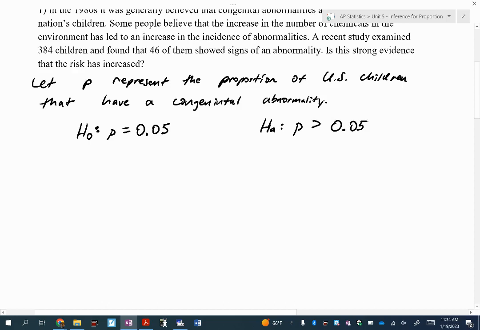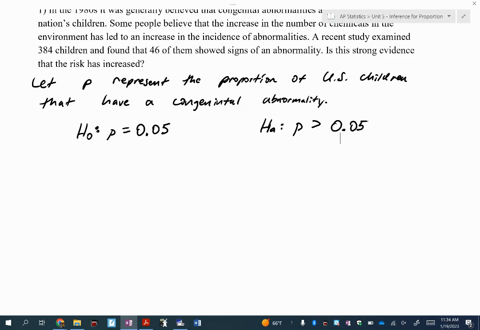Now, let's say tomorrow the question says, does this study show strong evidence that there is a difference in the rate? What are you going to put for the alternative symbol? If it just says difference, you're going to put not equal to. I'll show you with our next one what that would mean. What if it said that it has decreased? Then that's going to be less than. So just make sure you're checking to see what that word is. That will tell you what symbol to use for the alternative.